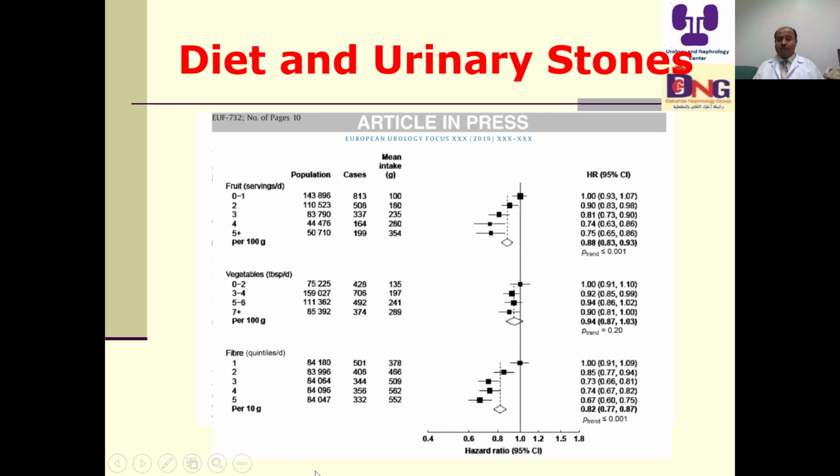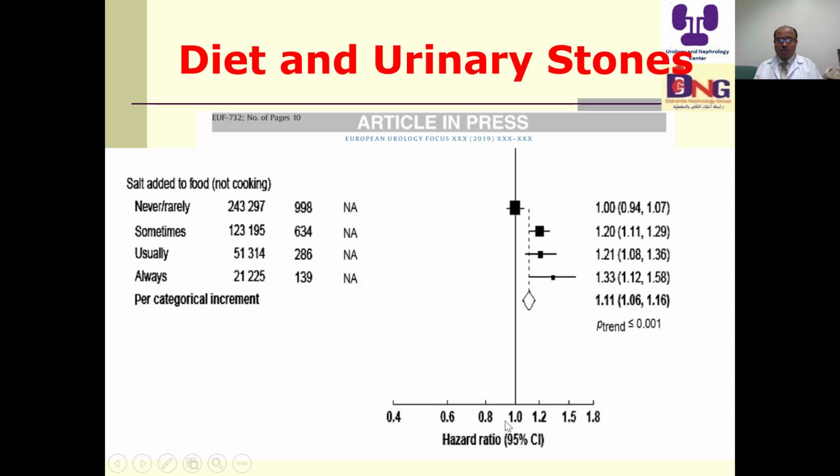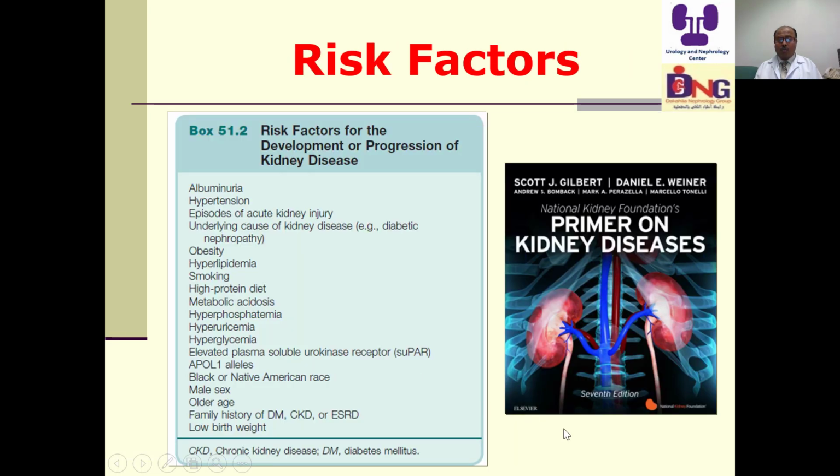Regarding stones, we encourage fibers. Here, fruits. The fibers are beneficial to reduce stones. Low salt, because high salt is associated with stone formation. To sum up all risk factors, we have either modifiable or non-modifiable risk factors. Even if the patient has non-modifiable risk factors, we should aggressively address modifiable risk factors in this patient.